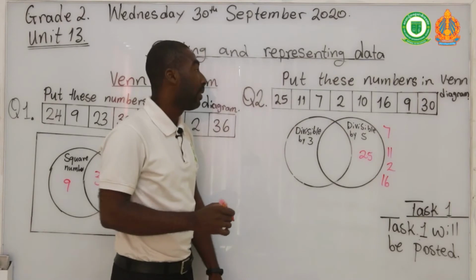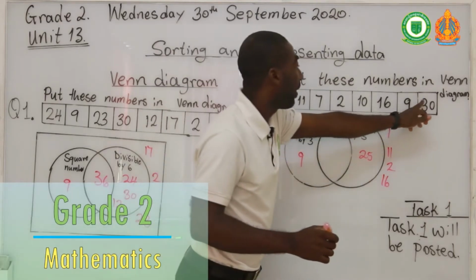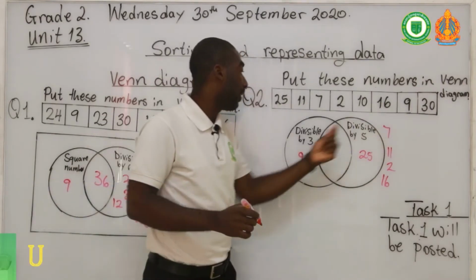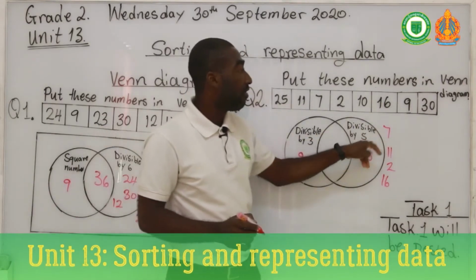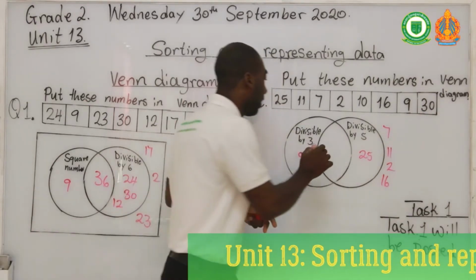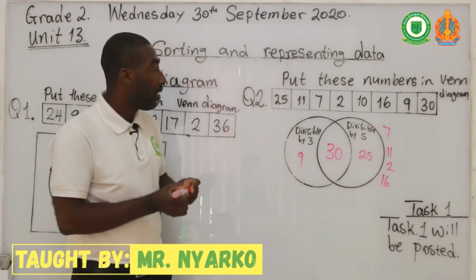9. So 9 can be divided by 3 only. We have 30. So you can divide 30 by 3. You can also divide 30 by 5. So that means 30 is having 2 positions, okay? So we need to put 30 down here.